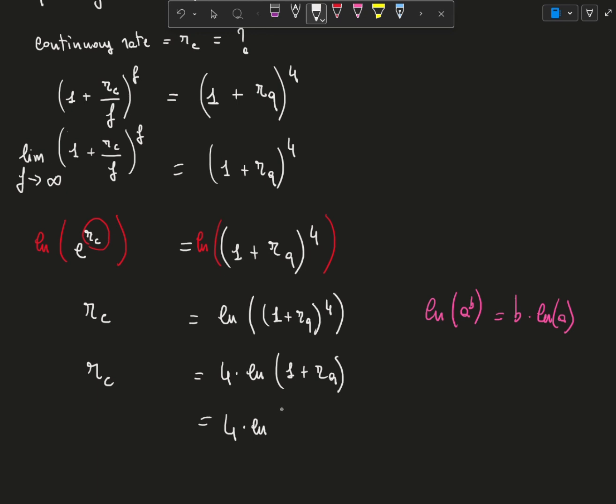Which is also, we can plug in the numbers. That's going to be equal to 4 times the natural logarithm of 1 plus 0.07 divided by 4. And that is our equivalent continuous rate.